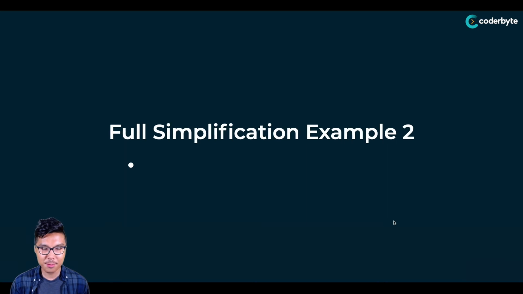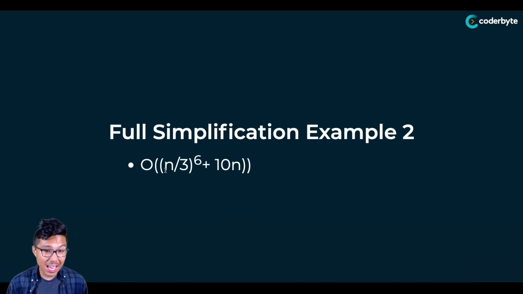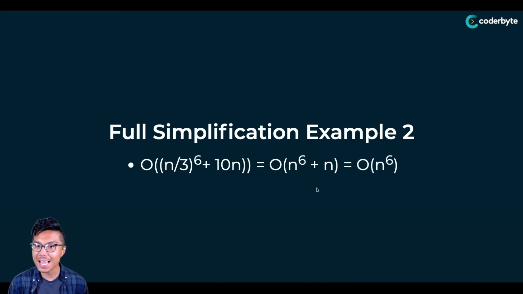Looking at another example, let's say I gave you n over 3 to the 6th power plus 10 times n. I can apply my product rule first. So I can simplify n over 3 to just n, right? And I can simplify this 10n to just n. So that should read as n to the 6th plus n. And I just choose the bigger term among these two terms. That gives me a final answer of O of n to the 6th power.